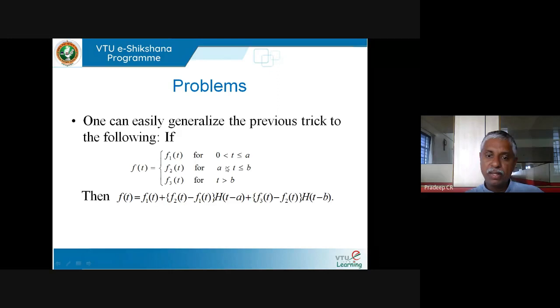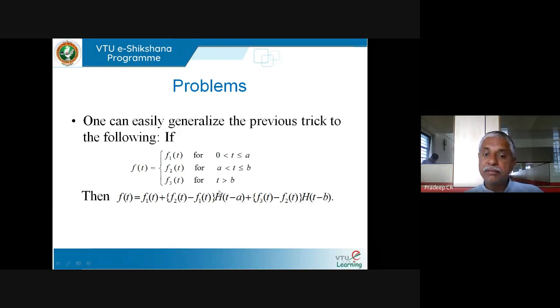Right? If t is between a and b, let's see what happens. It's bigger than a but smaller than b. Smaller than b, so this becomes 0, and I don't bother about this part. Bigger than a, so this is 1. So I'll get f2 minus f1 plus f1, and f1 gets cancelled, I'm left with f2. That's what I want. If t is between a and b, I want it to be f2.